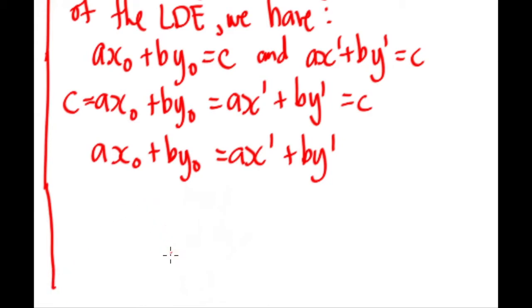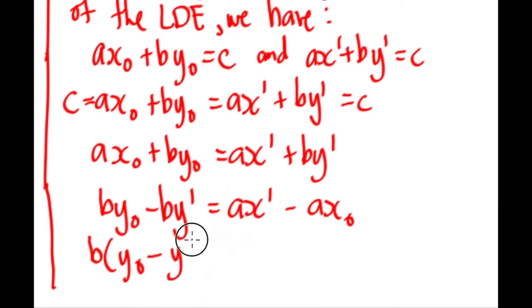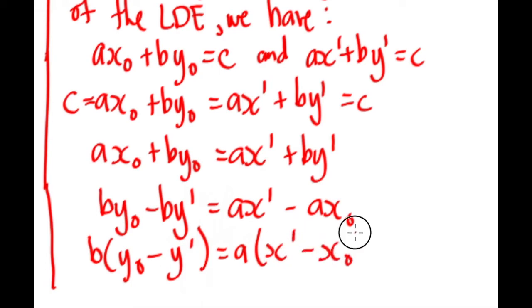Okay. Now we want to put the x prime as a positive. So let's transpose this ax sub 0 to the other side. Let's transpose this by prime to the other side. So what is left is by sub 0 minus by prime equals ax prime minus ax sub 0. Isolate the a's and b's, so we have b times y sub 0 minus y prime equals a times x prime minus x sub 0.